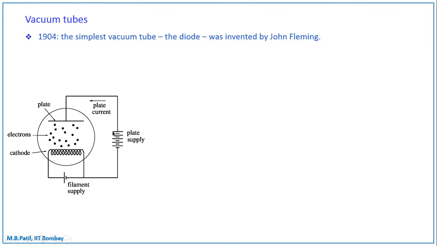And if this voltage is made negative, then there is virtually no current. So this device allows current flow in one direction but blocks current flow in the other direction. So that is how this diode works.